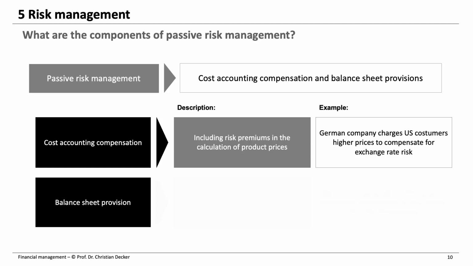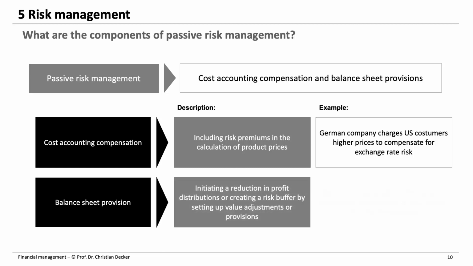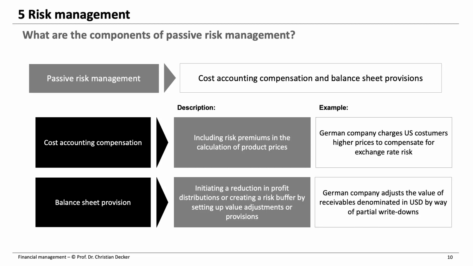Provisioning. Provisioning on the balance sheet means that a corresponding reduction in profit distributions is initiated or a risk buffer is created by setting up value adjustments or provisions. Example: the German company adjusts the value of receivables denominated in US dollars by way of partial write-downs.